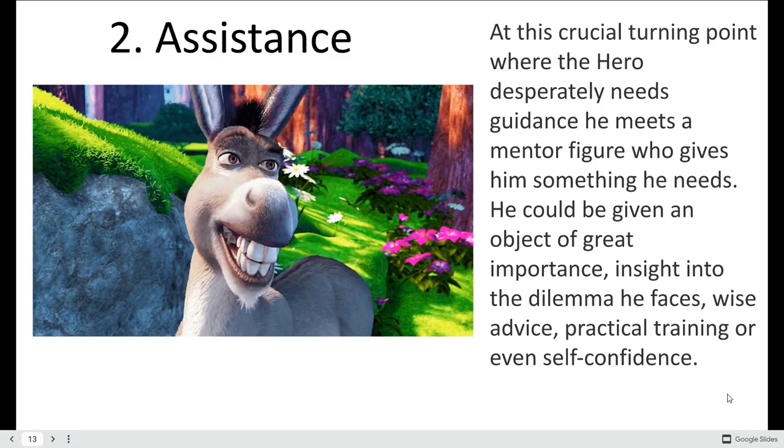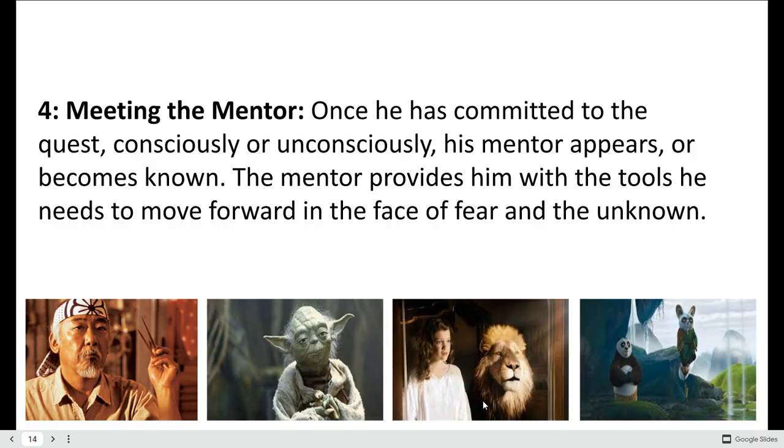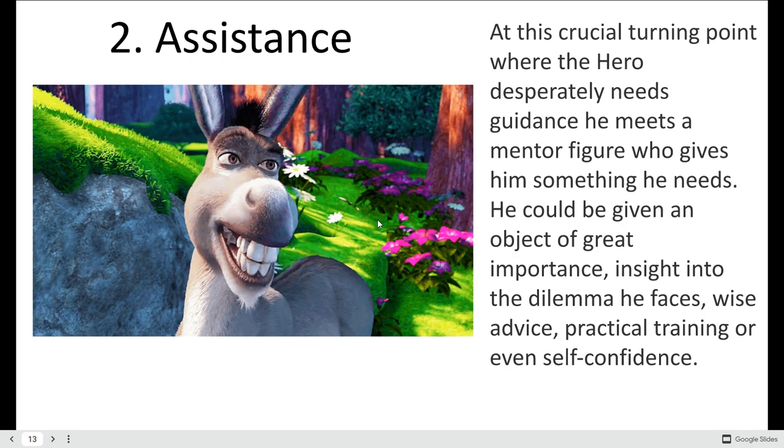Stage 2. At this crucial turning point, the hero desperately needs guidance. He needs a mentor figure who gives him something he needs. He could be given an object of great importance. He can be given insight or knowledge into the dilemma that he or she faces. He could be given wise advice, practical training, or even self-confidence. Remember, Shrek's assistance was the donkey. And he meets the mentor.